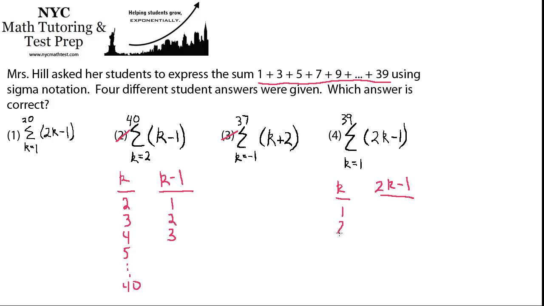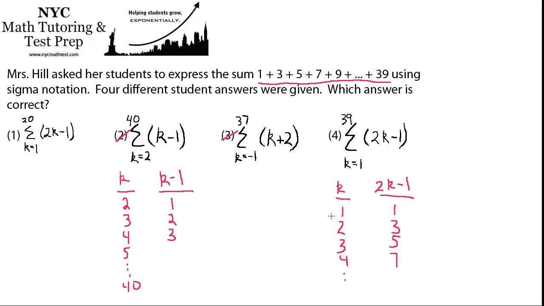So if we try 1, 2, 3, 4, and so on, then for 1 we'll get 2k minus 1 is 2 minus 1, which is 1. For 2 we get 2 times 2 is 4, minus 1 is 3. For 3 we get 2 times 3 is 6, minus 1 is 5. For 4 we get 2 times 4 is 8, minus 1 is 7. And now you can see we're on the right track, right? 1, 3, 5, 7. This is definitely going to work.